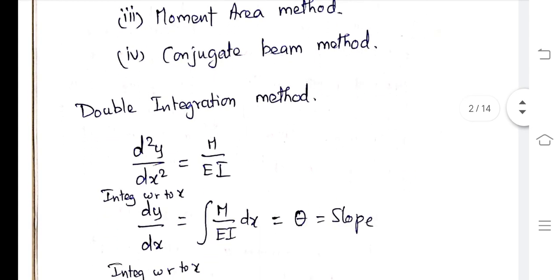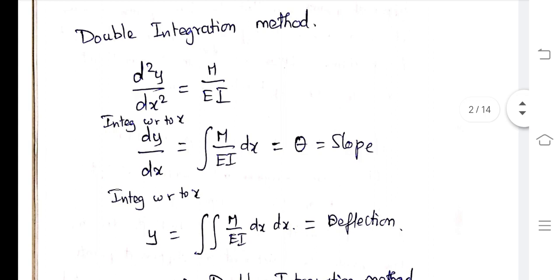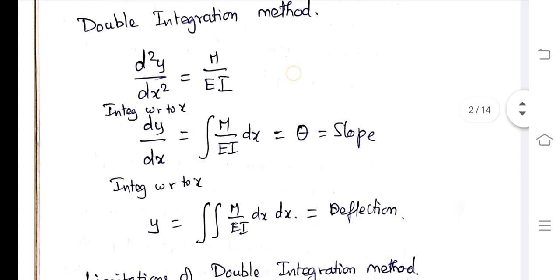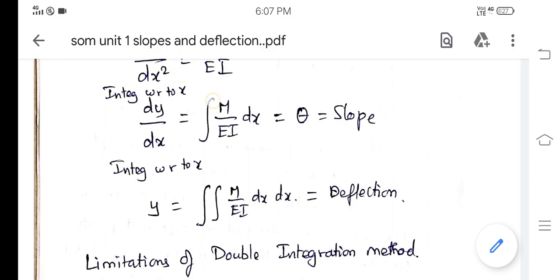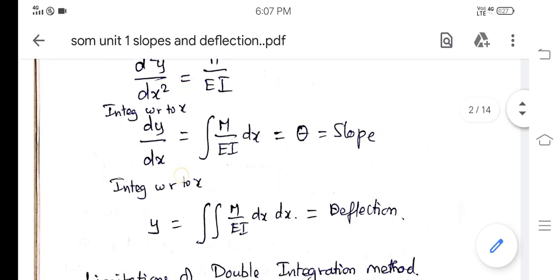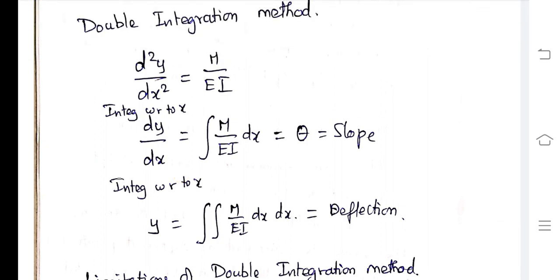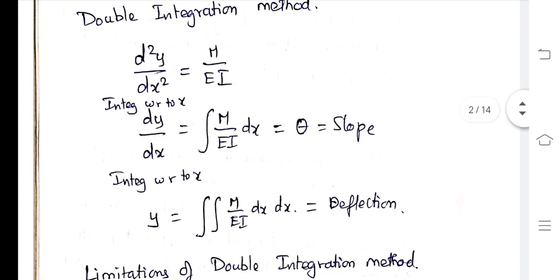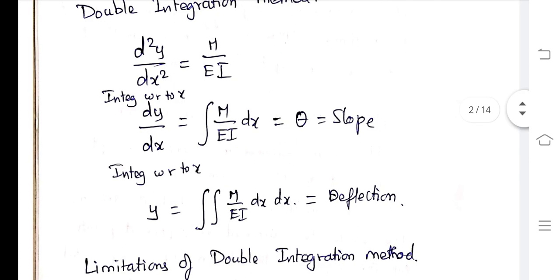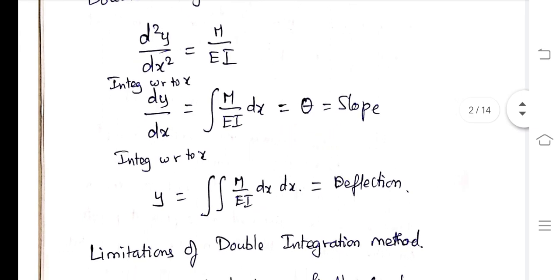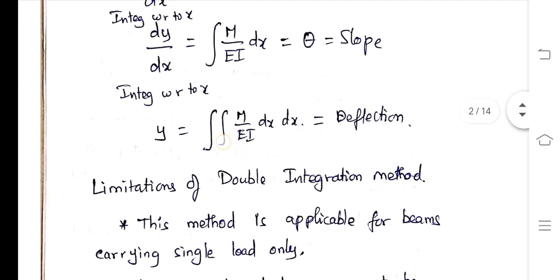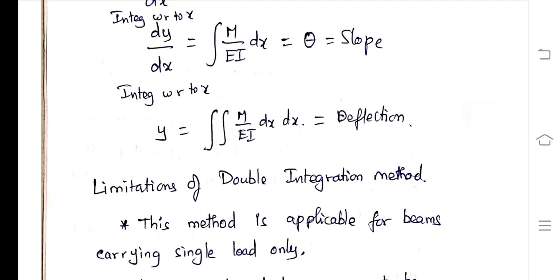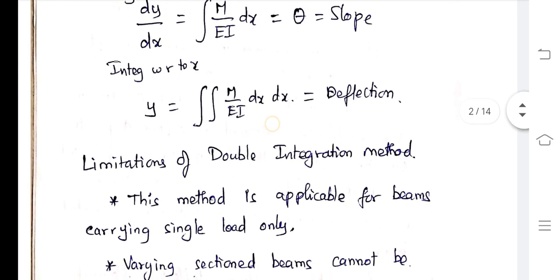Now let's start with the double integration method. You can see that this is the differential equation we got. Integrating one time with respect to x, d square y by dx square becomes dy by dx, which is equal to the integration of M by EI dx. This is called slope or theta. Then integrating the slope with respect to x, you will get y equal to the double integration of M by EI dx, and this is called deflection.